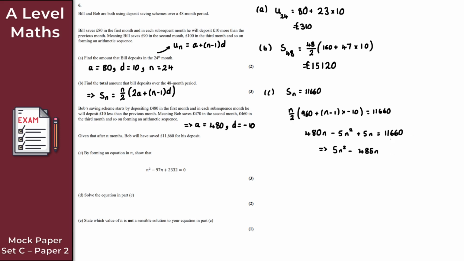I've also got this 11,660 here, right? So plus 11,660. And all of this here is equal to 0. And what we can do here then, given that each coefficient here is a multiple of 5, is just divide through by 5, right? So what I get here then is n squared, minus 485 divided by 5, that gives me minus 97n there. And then 11,660 divided by 5 gives me 2,332 there. Okay, and this here is equal to 0.